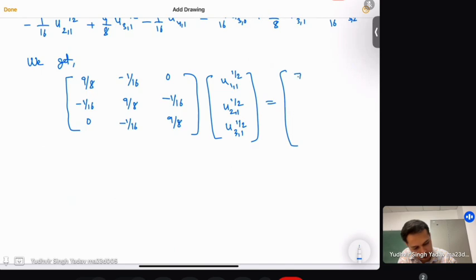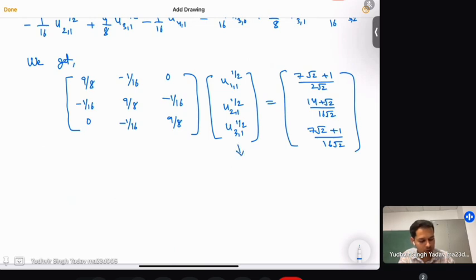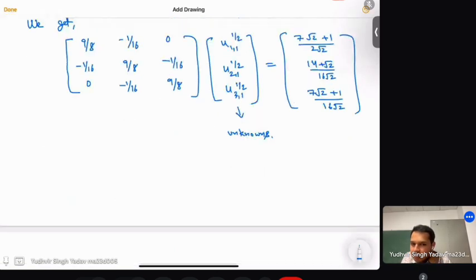So this comes out to be 7 times root 2 plus 1 by 2 root 2, 14 plus root 2 divided by 16 root 2, 7 times root 2 plus 1 divided by 16 root 2. So these are the unknowns that are required to be found. So now, after substituting all the known values, we will arrive at the simple 3 cross 3 system of equations.